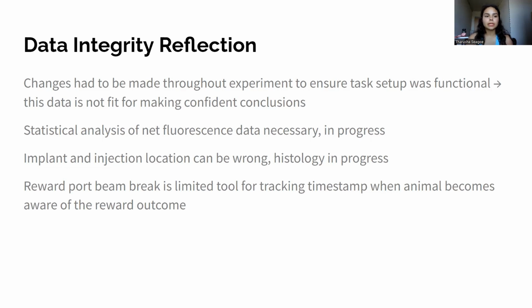To think about data integrity, we had to make a lot of changes throughout the experiment just to make sure that the task setup was functional. I would not feel confident making conclusions off of this data because the methods were inconsistent. However, we were able to come up with a stronger method plan through this experience, which I think was fully worth it. We're still in the process of statistical analysis of the net fluorescence data, which would be awesome for making strong comparisons. And we have to verify the implant and injection location through histology, to see how accurate that was.